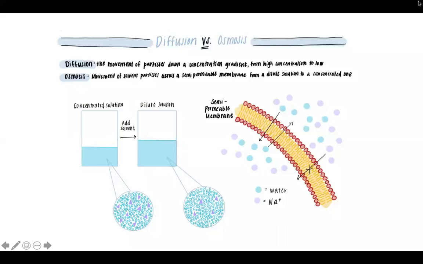Okay, so today we are going to be talking about diffusion and osmosis. And more specifically, we're going to be talking about what they are and how they are similar and different.